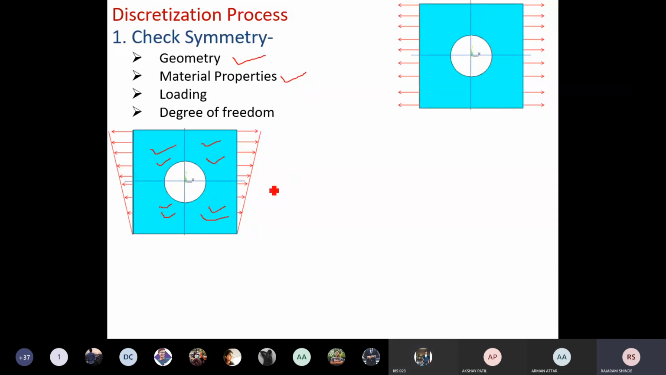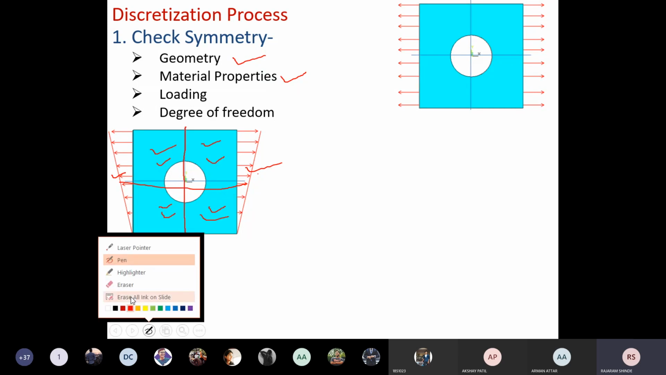Now when we go for the loading, in case of loading, if we consider this vertical axis, then loading is symmetric about the vertical axis. Do you agree with this? Loading is symmetric about vertical axis, and it is not symmetric about the horizontal axis. In this situation, how can we model?